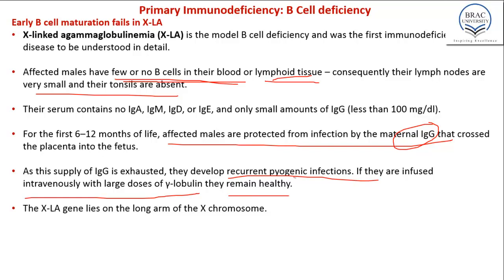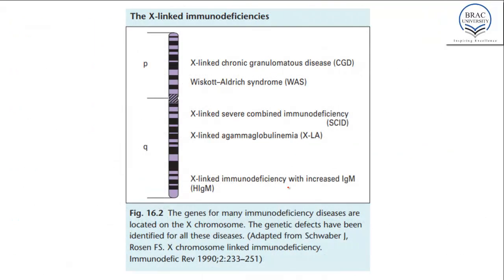The XLA gene lies on the long arm of the chromosome. So where does it lie? In the long arm. This is the short arm of the chromosome, and this is the long arm of the chromosome. So this is the gene that is responsible for XLA disease, and it lies in the long arm of the chromosome here.